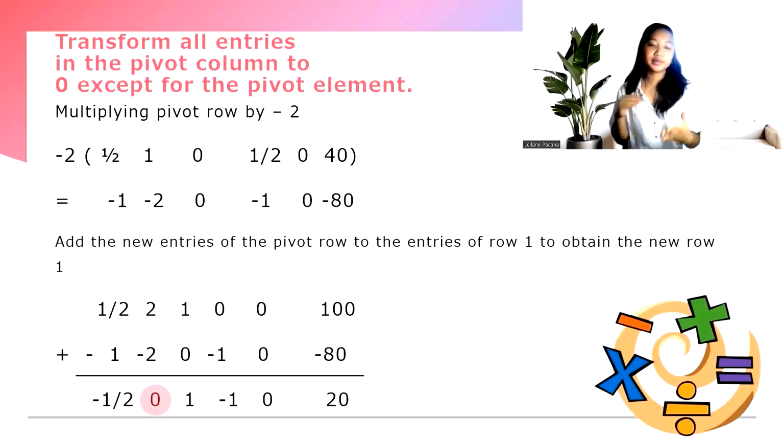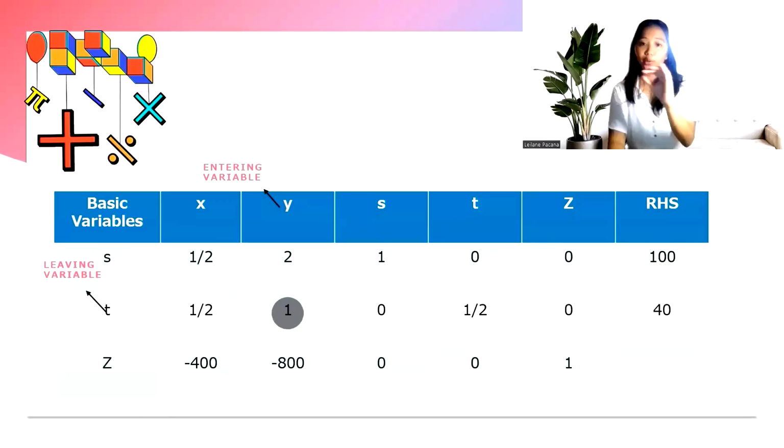So negative 2 times 1/2, that is negative 2. Negative 2 times 1, that is negative 2. Negative 2 times 0 is 0. Negative 2 times 1/2, that is negative 1. Negative 2 times 0 is 0. Negative 2 times positive 40, that is negative 80. So that result, we have to add it to our previous row 1.